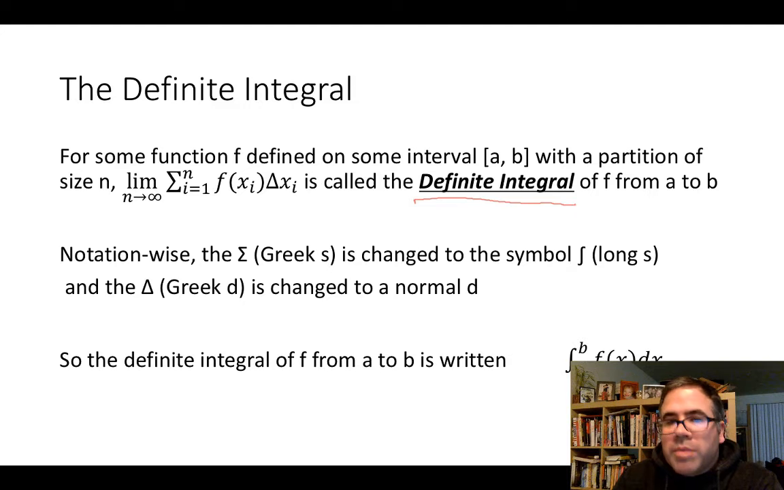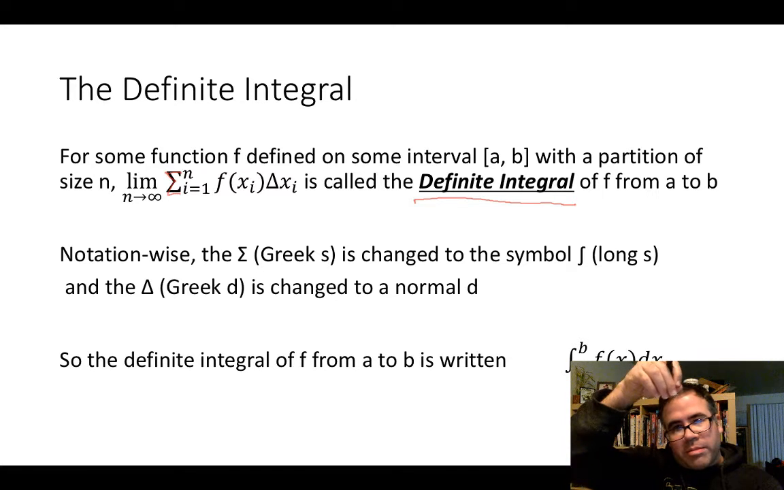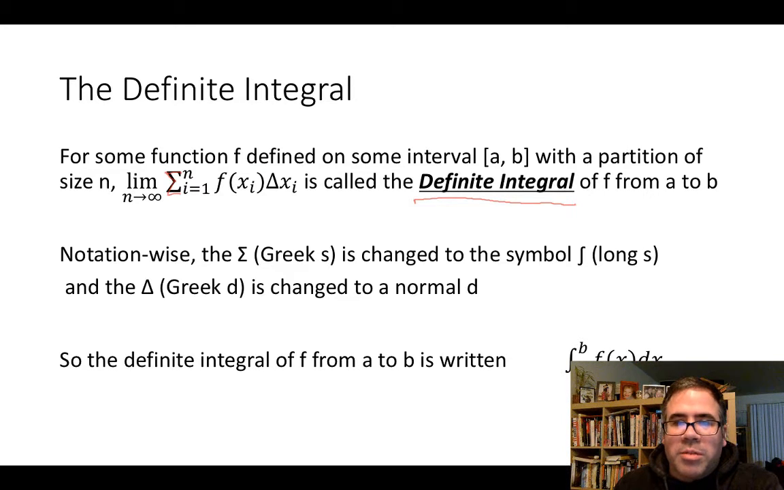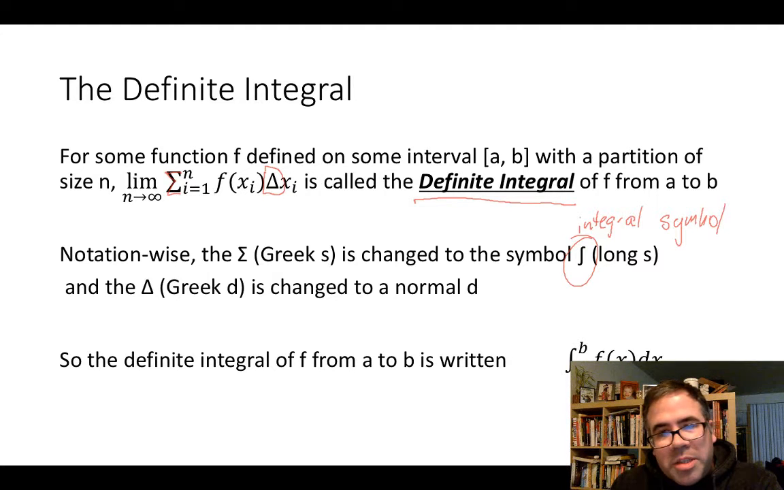Notation-wise, so how are we going to write this? The sigma that stands for sum, this fancy angly thing, that's a Greek s. When we move to the limit, to the definite integral, it is changed to this funky symbol, which is just a normal s that's been stretched out. So it's a long s. This is the integral symbol. And the delta from our sum, which is a Greek d, is changed to a normal d. It's actually usually an italic d, but I can't distinguish italics when you're writing it.